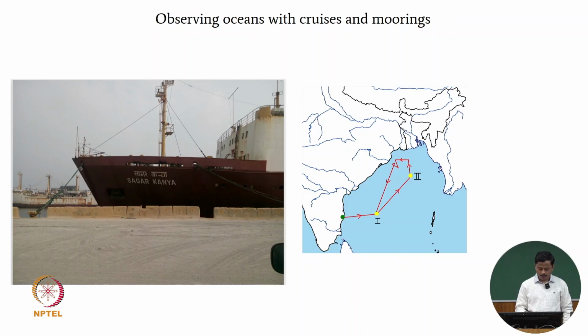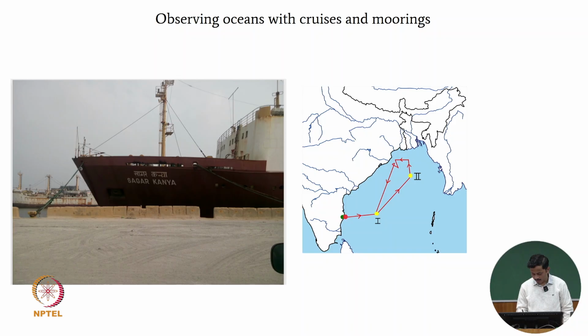So this is an ocean observing cruise. This is the ship Sagar Kanya, owned by the Government of India, the Ministry of Earth Sciences, and this is where I went for a research trip. This is shown on the map on the right.